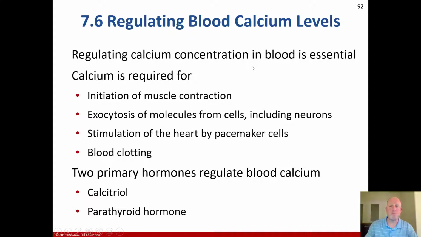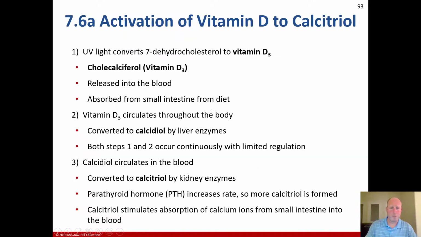Regulating the calcium concentration in blood is essential, of course. Calcium is required for initiation of muscle contraction, exocytosis of molecules from cells, including the neurons, stimulation of the heart by pacemaker cells, and blood clotting. Quite a few primary functions for calcium. That's probably not terribly surprising, how important calcium is. Two primary hormones that regulate blood calcium are calcitriol and the parathyroid hormone.